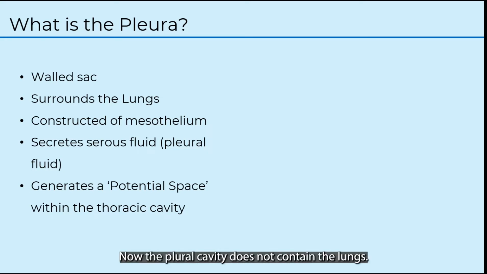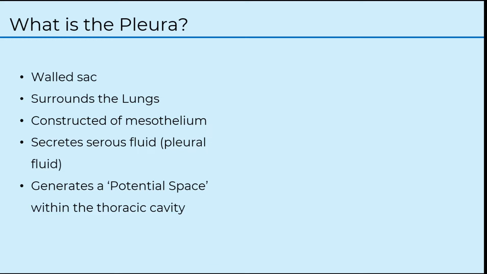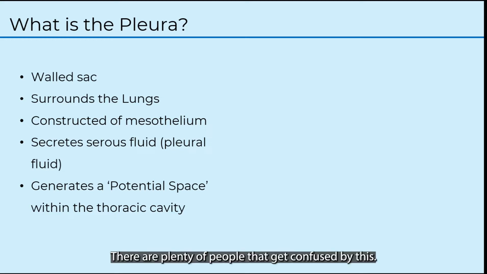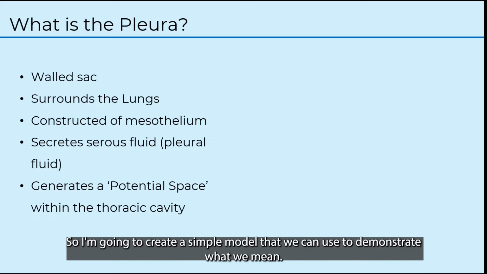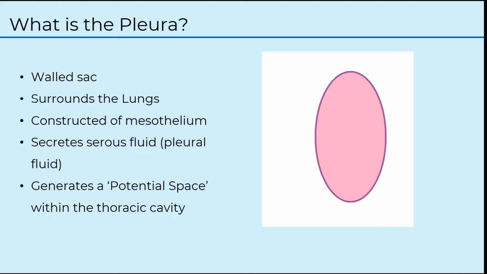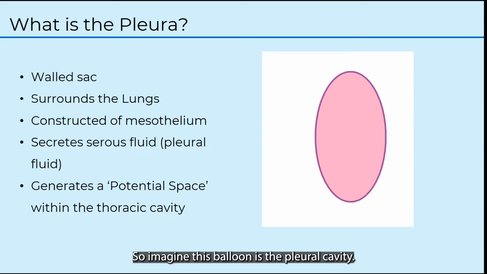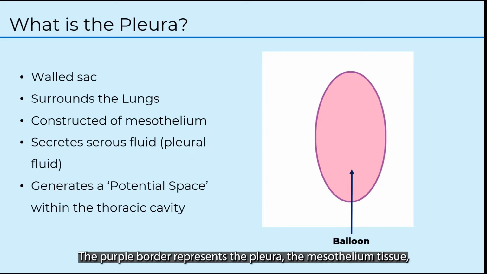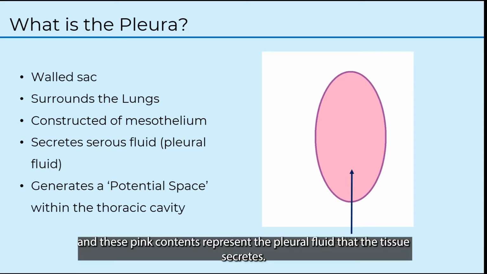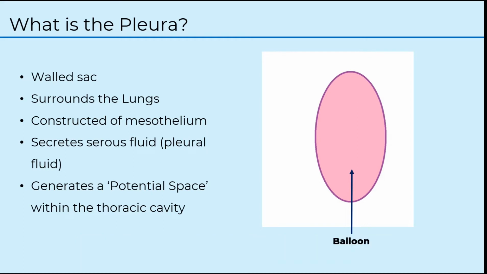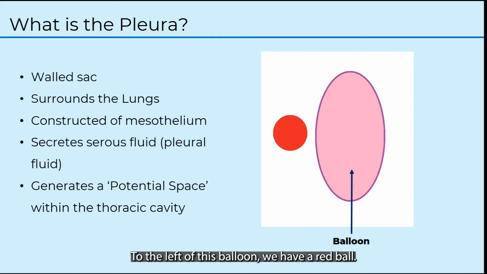Now, the pleural cavity does not contain the lungs. It instead encases the lungs. There are plenty of people that get confused by this. So I'm going to create a simple model that we can use to demonstrate what we mean. So imagine this balloon is the pleural cavity. The purple border represents the pleura, the mesothelium tissue, and its pink contents represent the pleural fluid that the tissue secretes. To the left of this balloon we have a red ball. Let's pretend this is a lung.